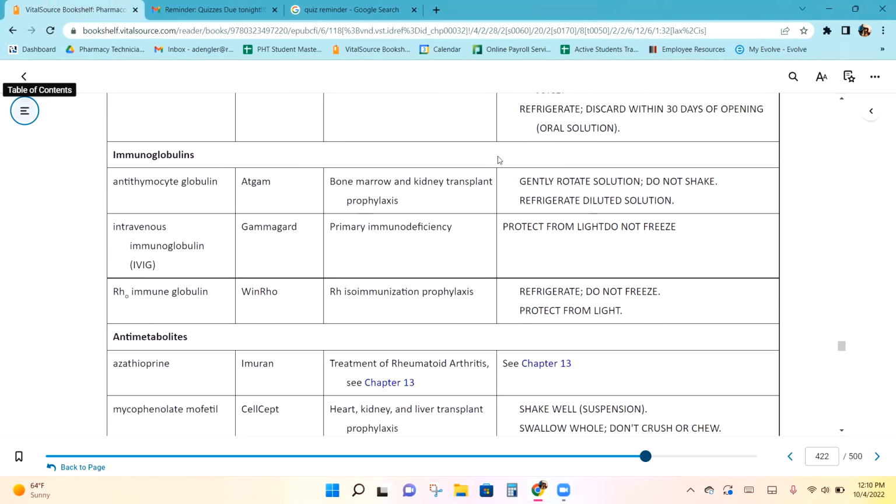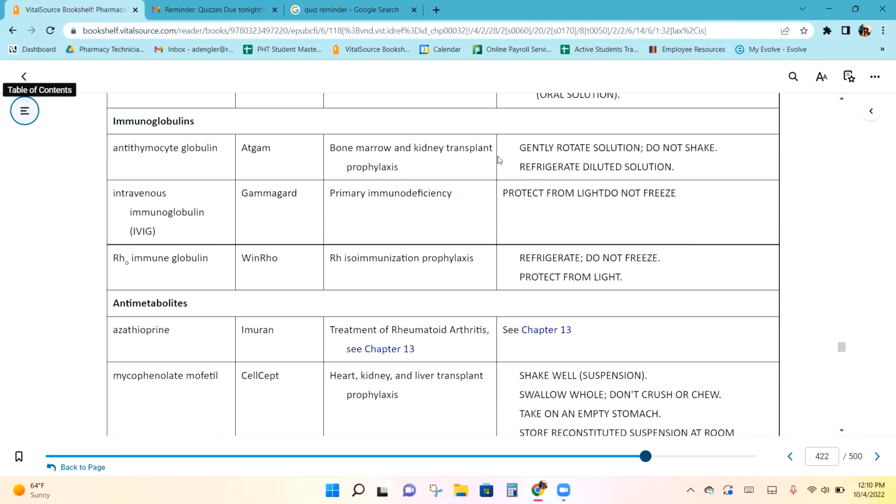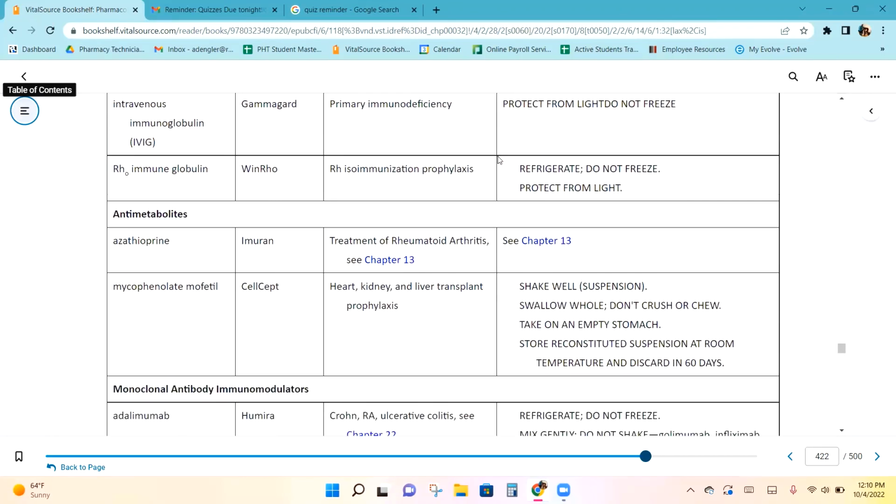And then for the immunoglobulins, gently rotate solution, do not shake. We should protect from light and not freeze.